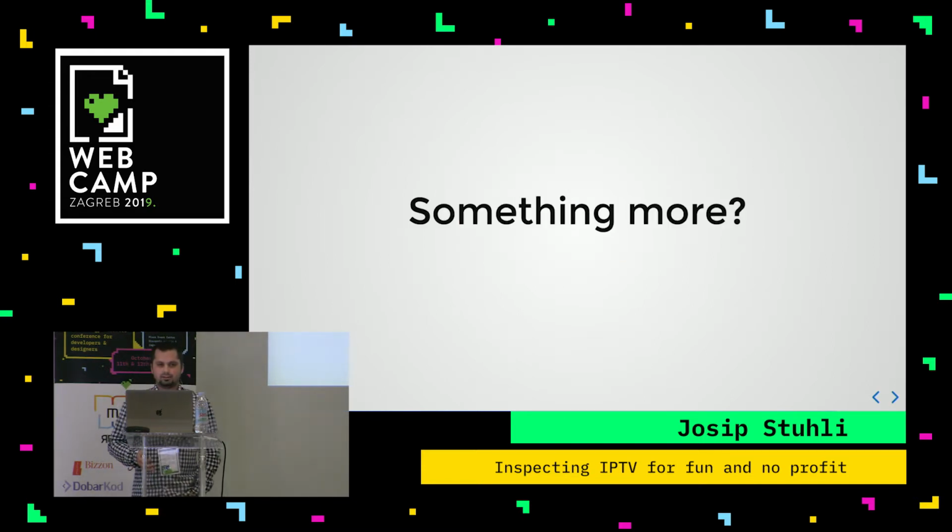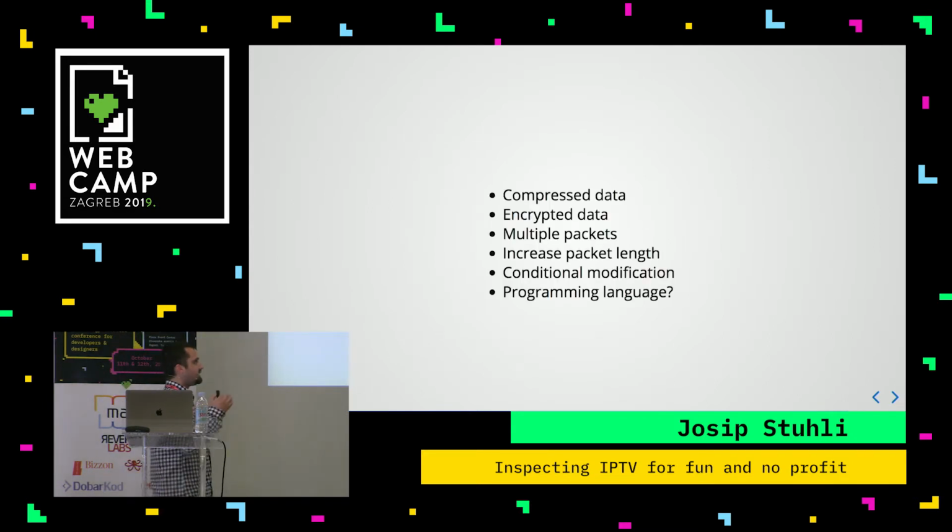But what if you want something more, right? What if you want to change data that is compressed? You can't, because it's different every time. You cannot do a search and replace for compressed data. You have to replace the whole packet and then some. If you have encrypted data, you might know the key, but still, you cannot do a simple replacement, right?